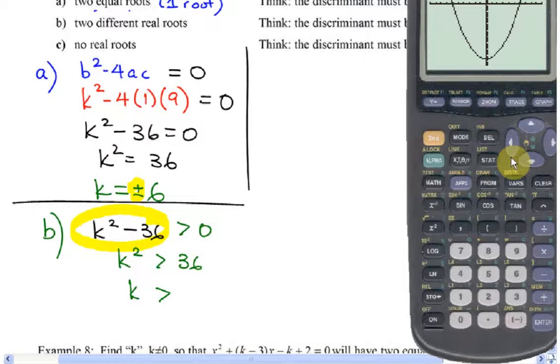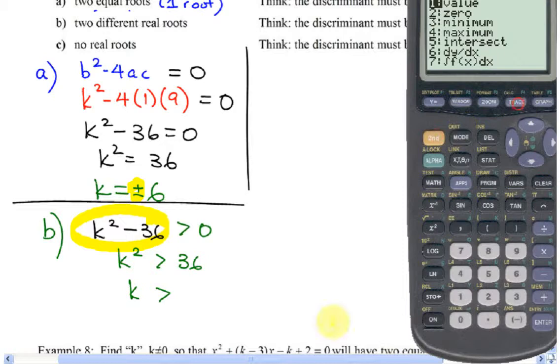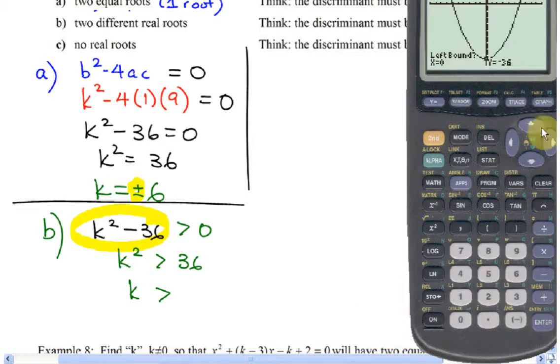Okay. Now, ladies and gentlemen, if I asked you to find the zeros, what would you have done with your graphing calculator? Second calc, choose 0. Move it closer to one of the zeros, right? Press enter. Move over to the side. Press enter. Press enter. Remember doing all this good stuff? Yeah? So there's 6. And the other one, of course, should be negative 6.